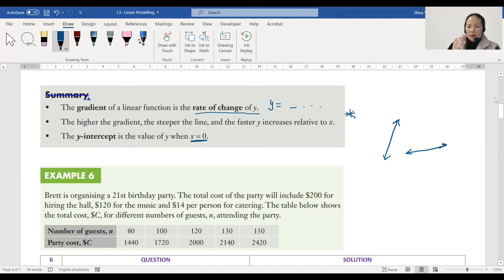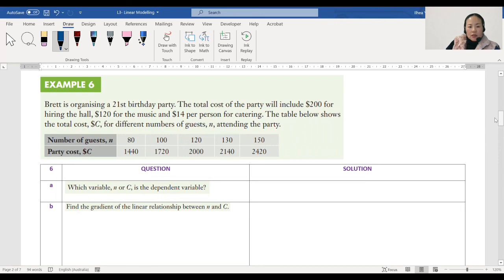And I'm going to do example 6 now. Brett is organizing a 21st birthday party. The total cost of the party will include $200 for hiring the hall and $120 for the music. Now, 200 and 120 is a fixed cost, isn't it? It doesn't really matter how many people come.